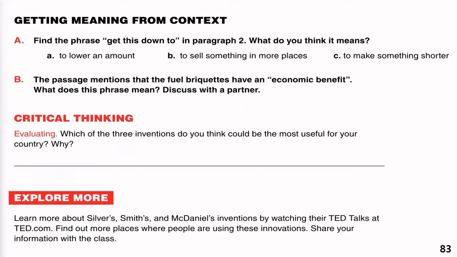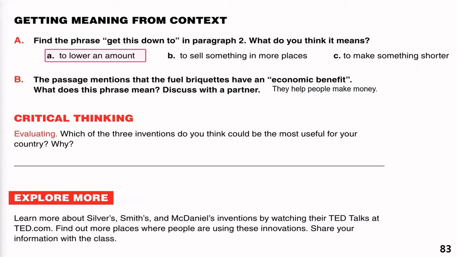Okay, so if you look at paragraph 2, get this down to... Instead of looking it up, you should have looked at the sentences before it and after it, and you should have guessed, or come up with the answer, to lower an amount. So trying to get the price down to, like, to lower the price to a certain amount.